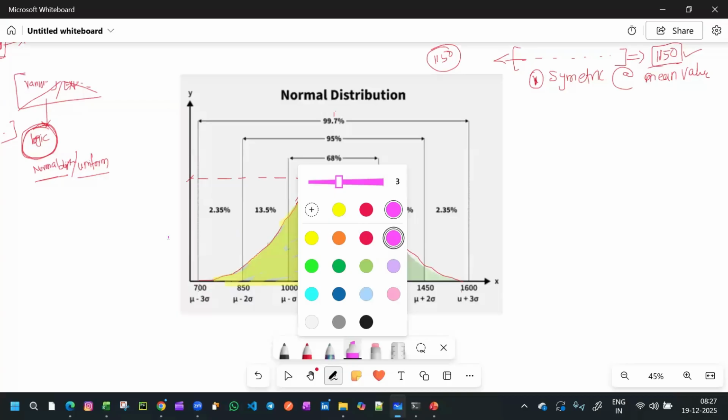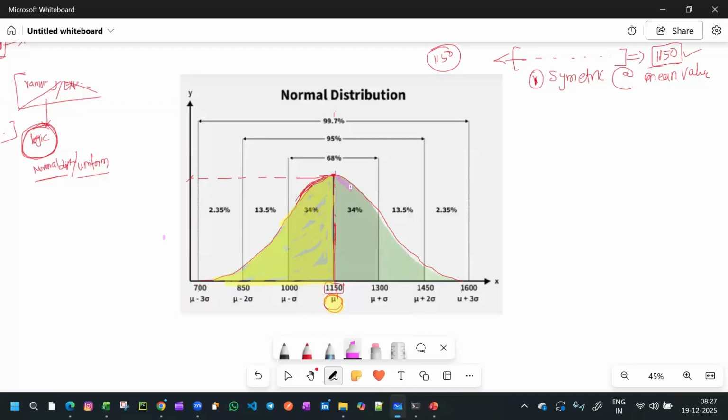Let us say this is my second portion of the graph. These two graphs are equal, exactly equal. So this is a mirror image. This portion is exactly a mirror image of the second portion. So it means this is symmetric. This normal distribution graph should be symmetric at the average mean value. That is one characteristic of the normal distribution.